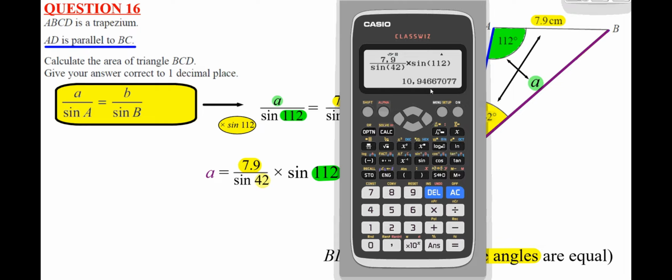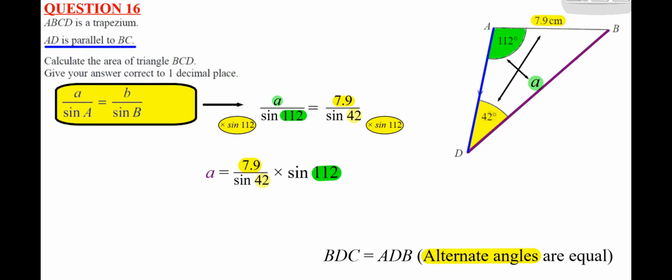Don't round it too soon, because that's not the final answer to the question we're being asked. We want to actually work out the area of this other triangle we've not yet even touched. So don't round it to 10.9. If in doubt, give it to at least 4 decimal places for now. So I'd say leave it to at least 4 decimal places.